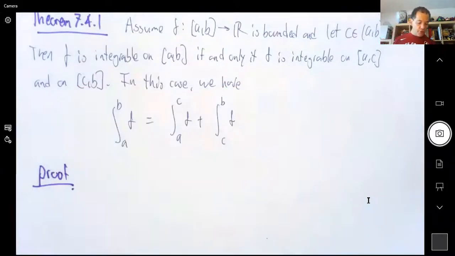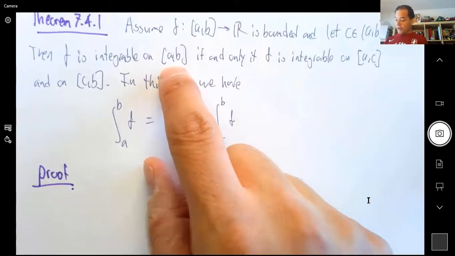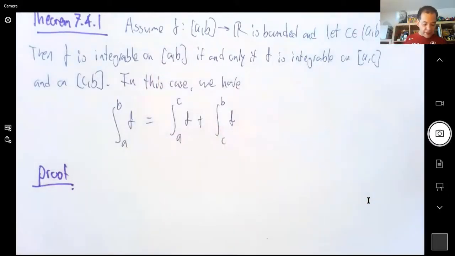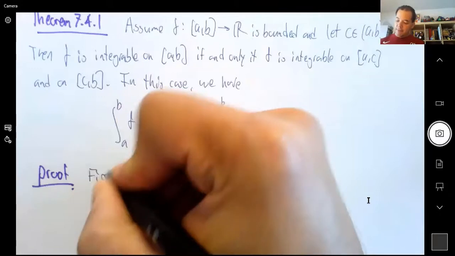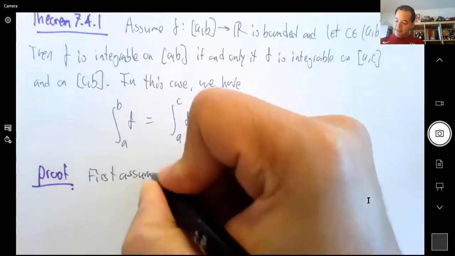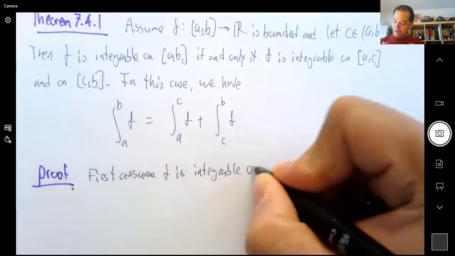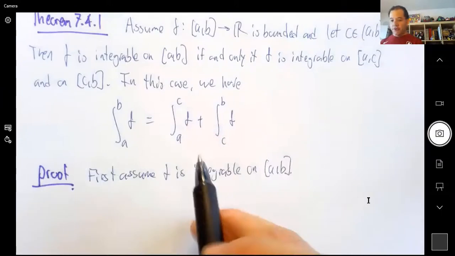So first we're going to assume f is integrable on AB and show that it's integrable on these two pieces. Okay, that's actually the easiest one. So let's start with that one. First, assume f is integrable on AB. And then I'm going to show it's integrable on these two little pieces.